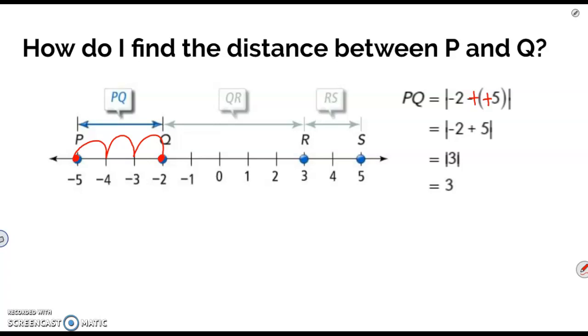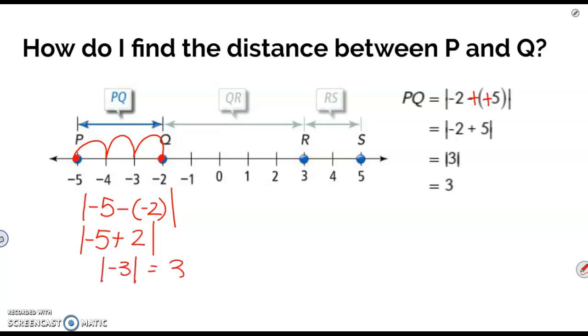Well, let's say that we work this a different way. We could find the absolute value of -5 minus -2 in absolute value symbols. The first thing we would do is rewrite our problem as addition. So we have -5 plus +2. We subtract because our signs are different, and that's the absolute value of -3, which is still 3. So again, when calculating distance and we're using absolute value, order does not matter with the subtraction.